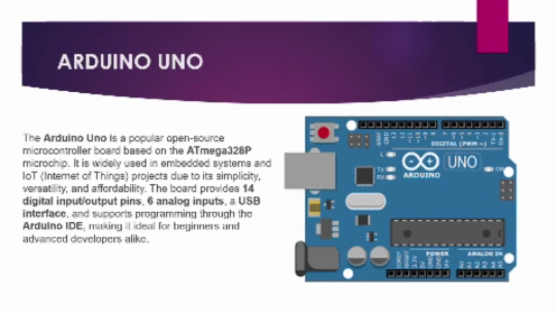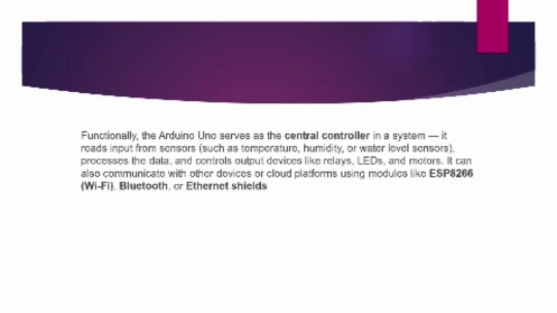Next is the Arduino Uno. The Arduino Uno is a popular open source microcontroller board based on the Atmega328P microchip. It is widely used in embedded systems and IoT projects due to its simplicity, versatility, and affordability. Since it is easily programmable, it provides 14 digital IO pins, 6 analog pins, and a USB interface, and supports programming through the Arduino IDE, making it ideal for beginners and advanced developers alike.